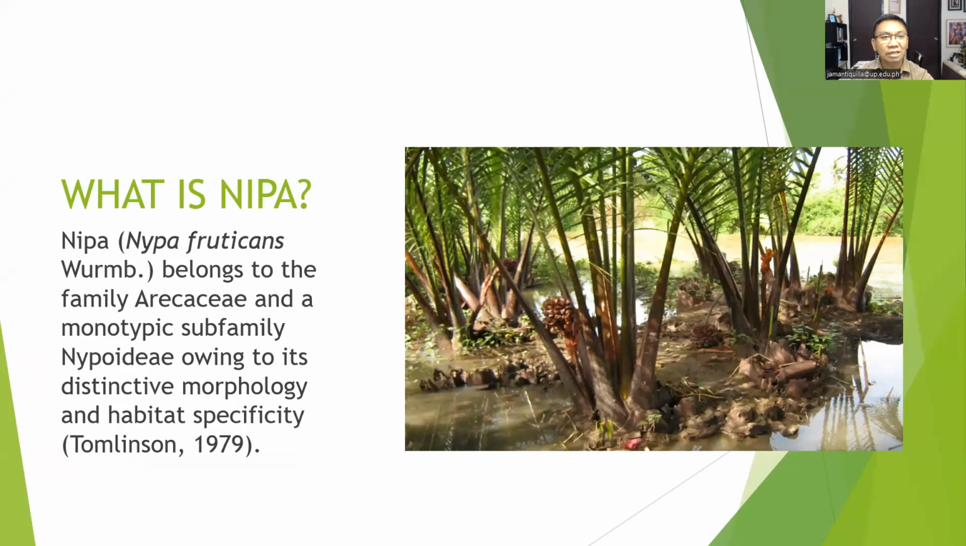First, what is nipa? Nipa, or Nipa fruticans Wurmb, belongs to the family Arecaceae and a monotypic subfamily Nypoideae owing to its distinctive morphology and habitat specificity. Nipa has an underground horizontal stem that has the ability for dichotomous branching. And Nipa populations occur in areas that are regularly flooded with brackish water brought about by tidal action.